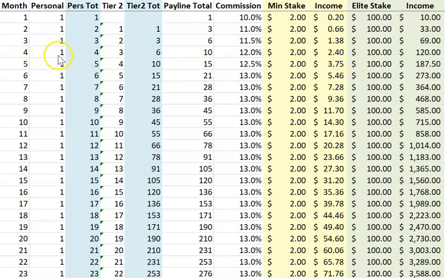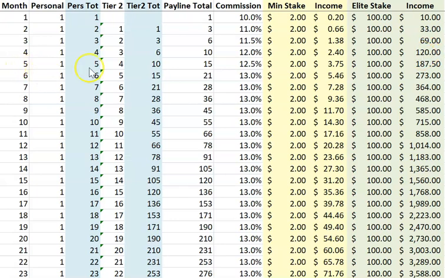Month 4, the same thing happens. You've now got 4. The total from tier 2 is now 6. You now have 10 people. Your commission's up to 12%. That would be $240 if they're all at the minimum level, or $120 if they're at the maximum level.